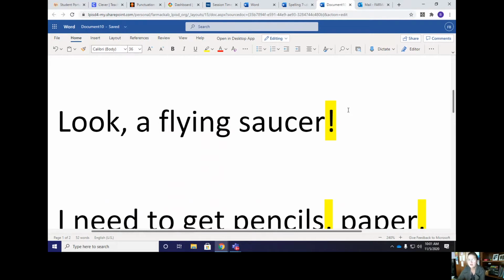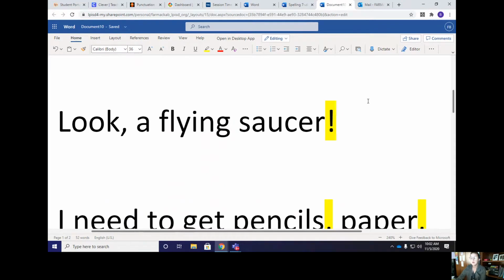Now, if I put a period at the end of this sentence, it would just be a regular statement. There would be nothing exciting in it. It would not be, oh my gosh, a flying saucer. It would just be, look, a flying saucer. That's it. That's all you get. And if you actually saw a UFO, you would not be saying that just plain and simple. You would be saying that so excited and confused and just amazed. You would have an exclamation point worthy tone.